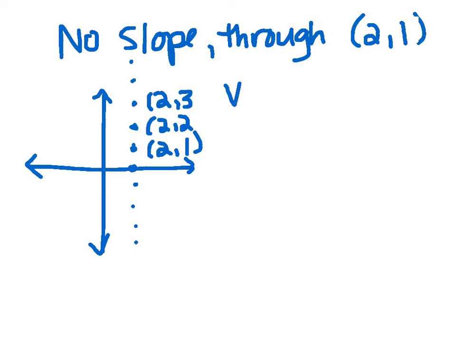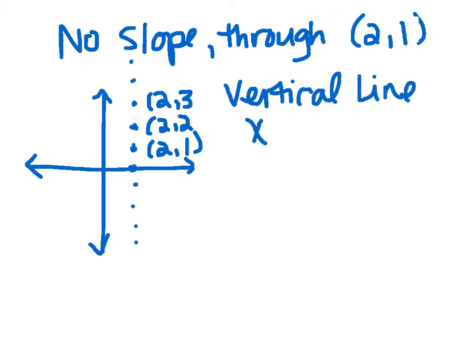So in a vertical line, the equation is always x equals a constant, because you're always moving the same amount across. The thing that varies is how much you are going up and down. I'm always going 2 across here. Here I go down 1, down 2, but that's what makes it a vertical line.